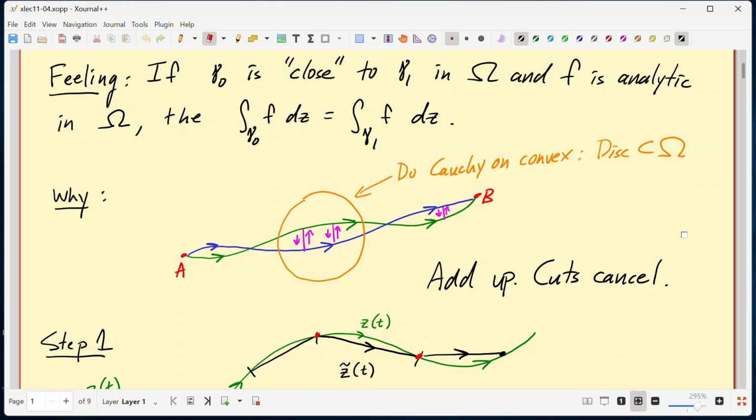So I claim from a continuous homotopy, I can easily get a piecewise C1 homotopy.